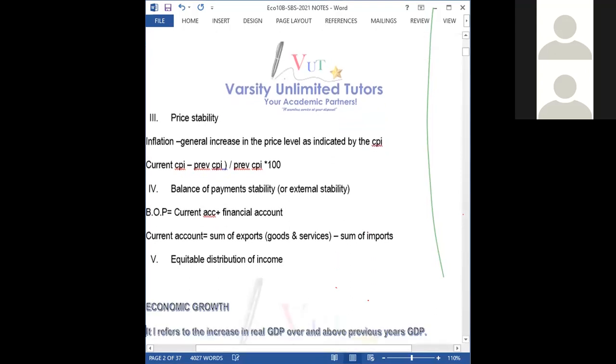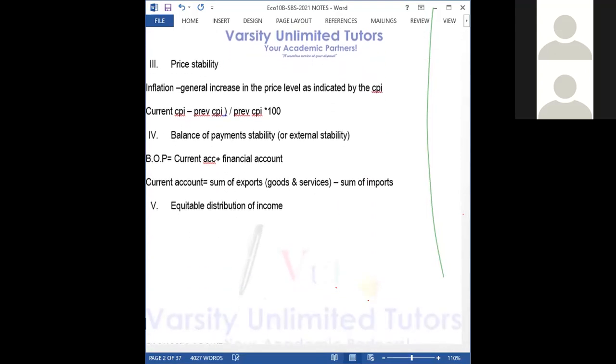Equitable distribution of income and wealth. So with the equitable distribution of income and wealth, we are now looking at the welfare within the economies that have been assessed after looking at their economic growth, their price stability, their unemployment and the balance of payments. So you are now looking at the extent to which each and every individual within the economy is benefiting from the state of the economy, that is for those economies that are doing well.